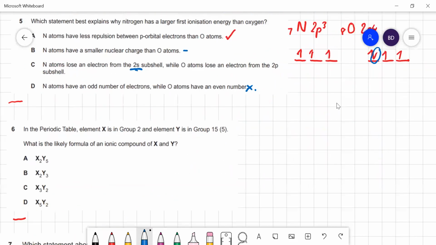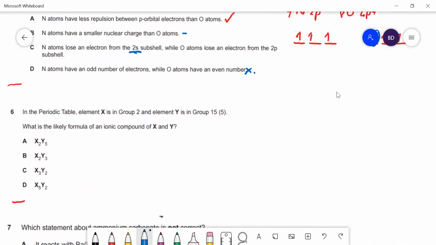Right, in the periodic table, X is in group 2, so that means it's going to form an X2+ ion, and Y is in group 15, or 5, so 5 electrons in the outer shell, so that's going to form a 3- ion. So that means the formula of the compound is going to be X3Y2. 6 is the right answer.